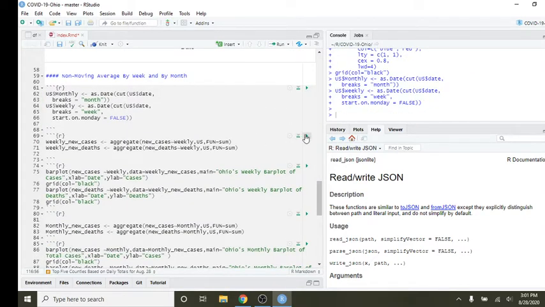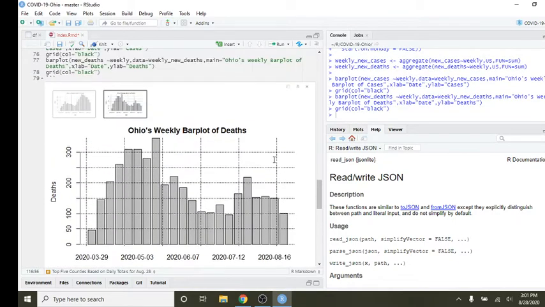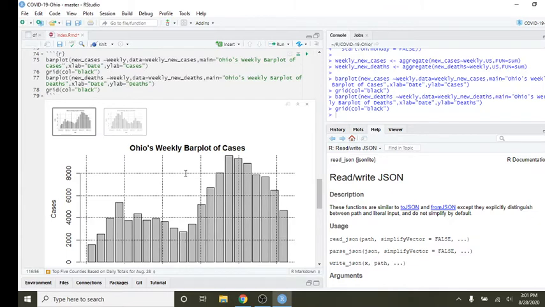Then we've got a non-moving average by week and by month. Okay, let's take a look at the Ohio cases. 1, 2, 3, 4, 5. We'll have 6 straight weeks of decline in cases, from a high of maybe 9,000 a week down to between 4 and 5,000 for the current week, with a day to go.